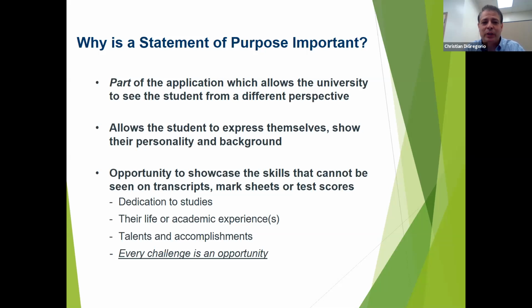How do you really measure the dedication to their studies? Is it just by good grades? There's a lot of students with good grades. But what sets them apart from other students? What are their academic experiences? What are their life experiences? What are their talents and accomplishments? What have they done? I had a student from Kolkata. She started a nonprofit organization. And that's something you don't get from a test score. That's something I got from an essay, and it made me want to call that student and talk to them a bit.